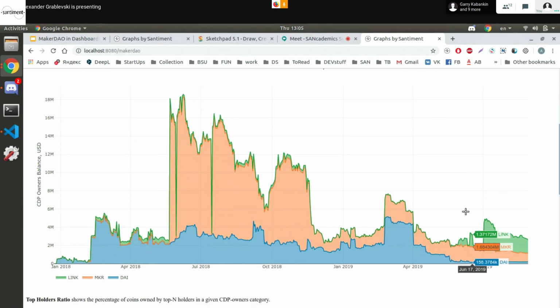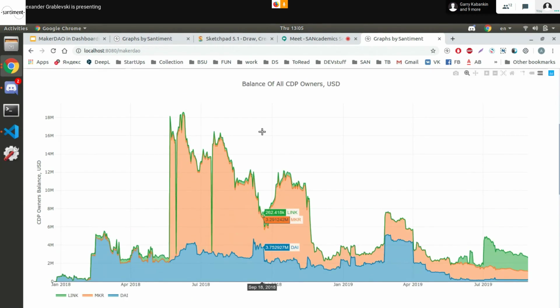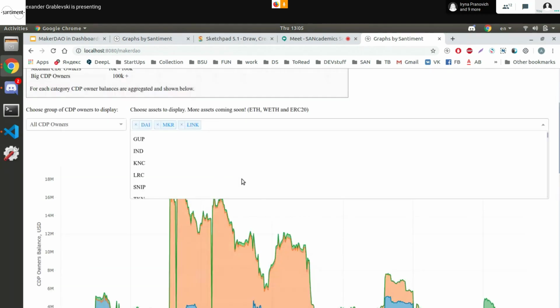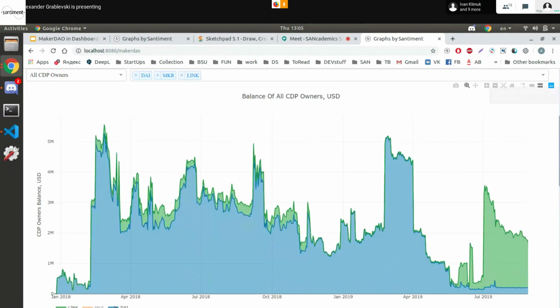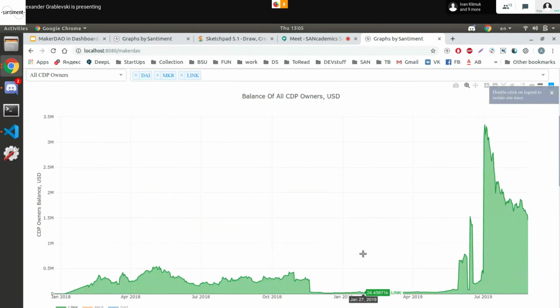So that's basically it. And you can check any tokens you want. We have a full list here, and you can see the dynamics of this token's holdings across all CDP owners. And one of the most interesting things is the LINK token.